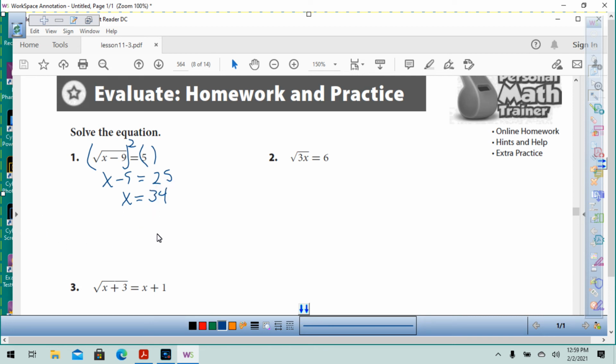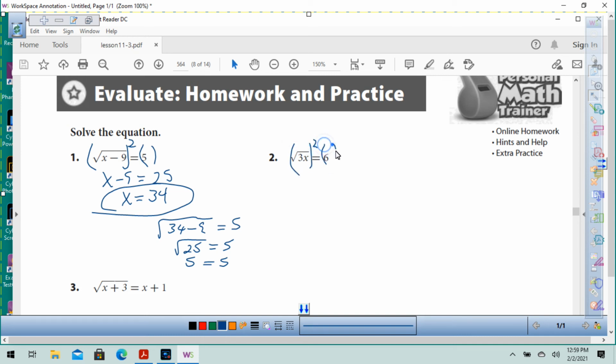So let's check it. The square root of 34 minus 9 equals 5. Well, that would be the square root of 25, and that does, in fact, equal 5. So the solution is x equals 34. Let's try number 2.